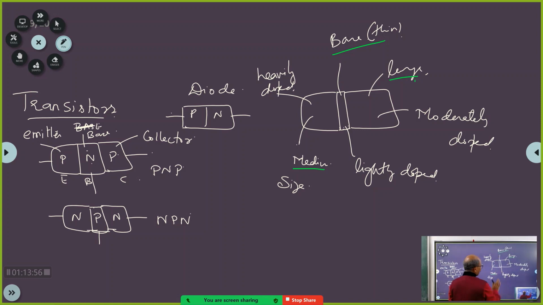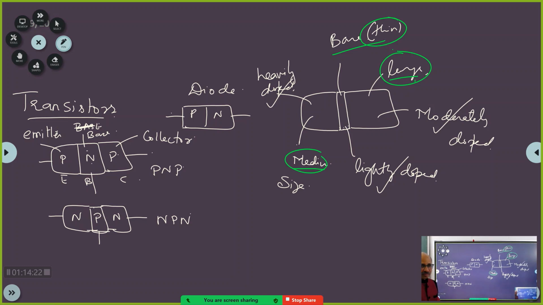So size and doping. You can see there are P and P, but when they make them, these are the things to be considered. Size wise, this is medium, this is large, and this is thin. And doping wise, this is heavily doped, this is moderately doped, and this is lightly doped. This is very important. Correct? Yes, sir. Okay, fine. So this is the first thing. Now stage by stage we will understand this.